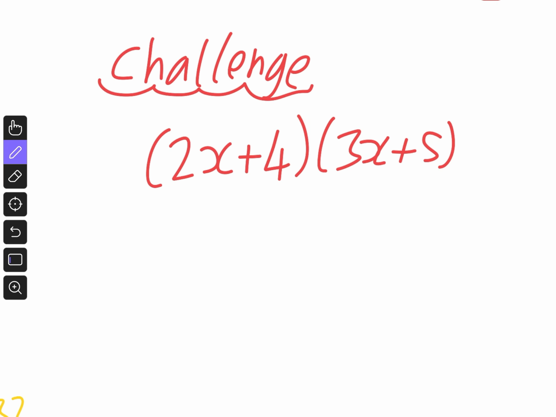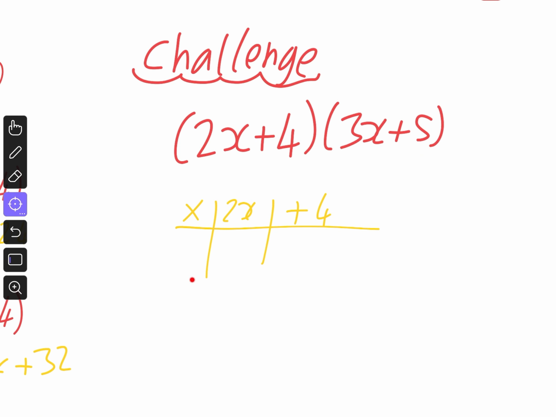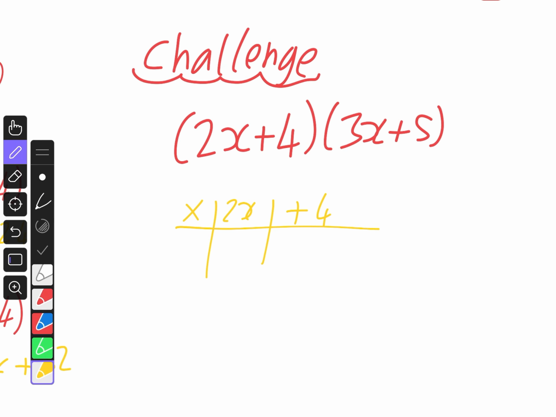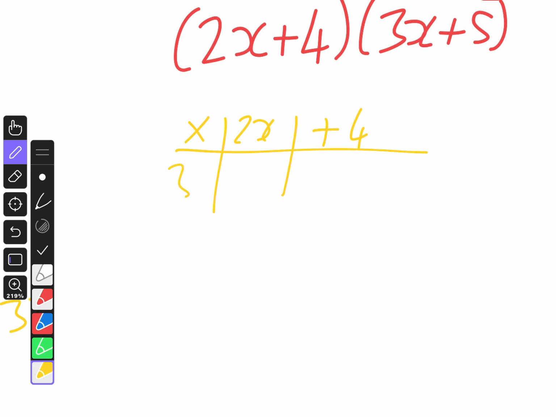Right, okay. So do your grid as you normally would. Multiply here and 2x plus 4. It doesn't matter which way around. If you put the 2x plus 4 here instead of here, it doesn't matter. You'll still get the same answer. And that'll be 3x, and that'll be plus 5.